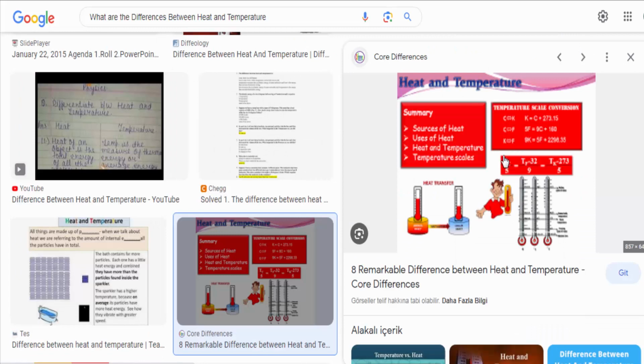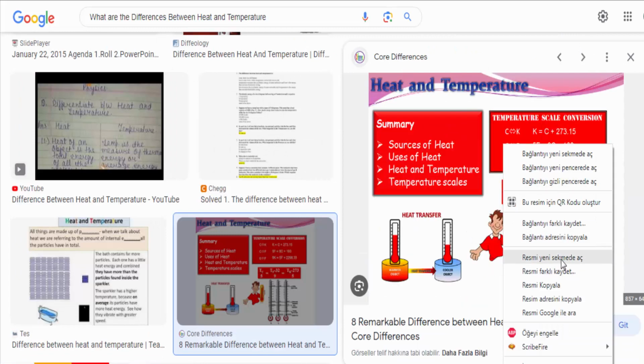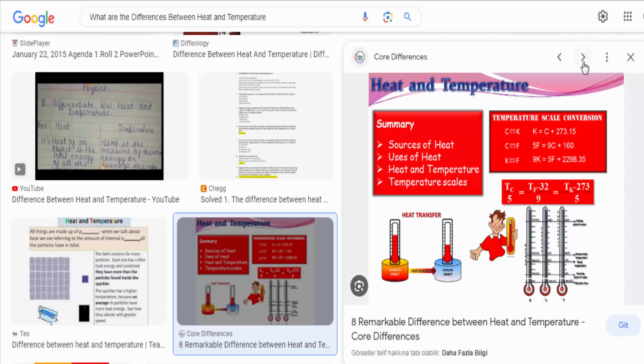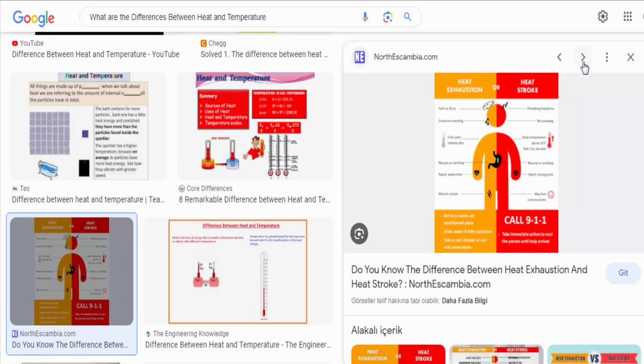Measurement. Heat. Heat transfer is measured using calorimeters or by monitoring changes in temperature. Temperature. Temperature is measured using thermometers or temperature sensors.